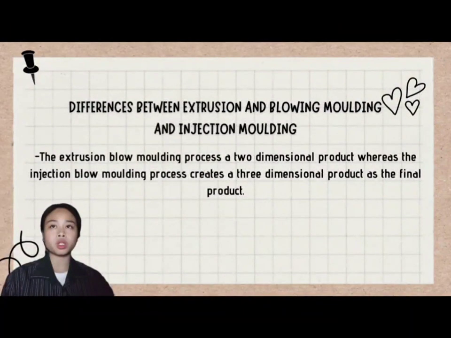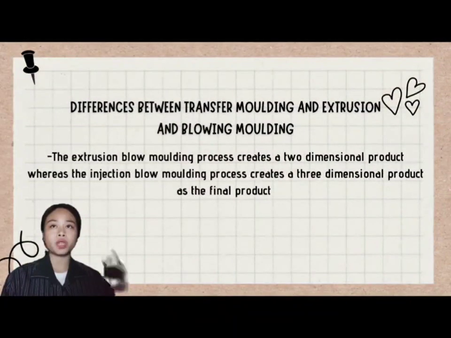Difference between extrusion blow molding and injection molding. The extrusion blow molding process creates a two-dimensional product, whereas the injection molding process creates a three-dimensional product as the final product. Differences between transfer molding, extrusion, and blow molding. The extrusion blow process creates a two-dimensional product, whereas injection molding creates a three-dimensional product as the final product.